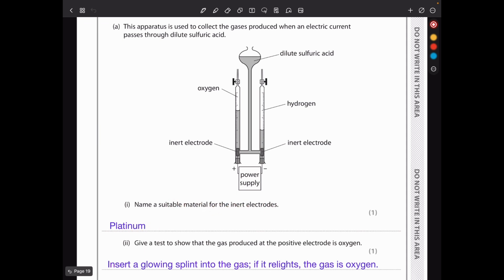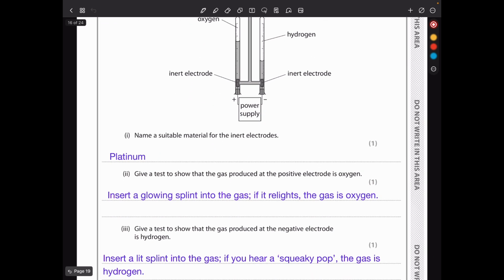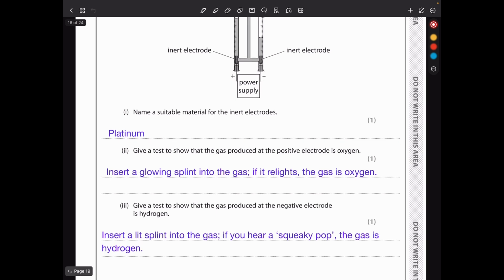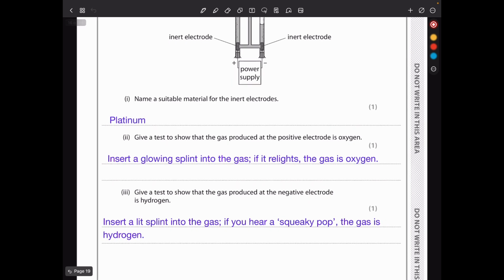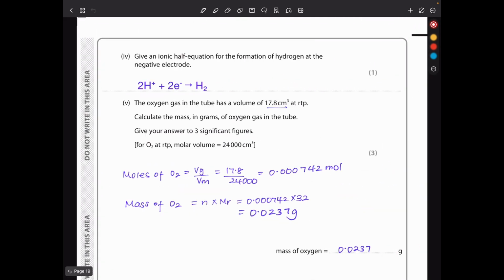Platinum will be suitable because it's less reactive. Then give a test to show that the gas produced at the positive electrode is oxygen. You will use a glowing splint, and if it relights, then the gas is oxygen. Then give a test to show that the gas produced at the negative electrode is hydrogen. You will use a lighted splint, and if it produces a squeaky pop sound, then that is confirmation that it is hydrogen gas. Next, give an ionic half equation for the formation of hydrogen at the negative electrode.